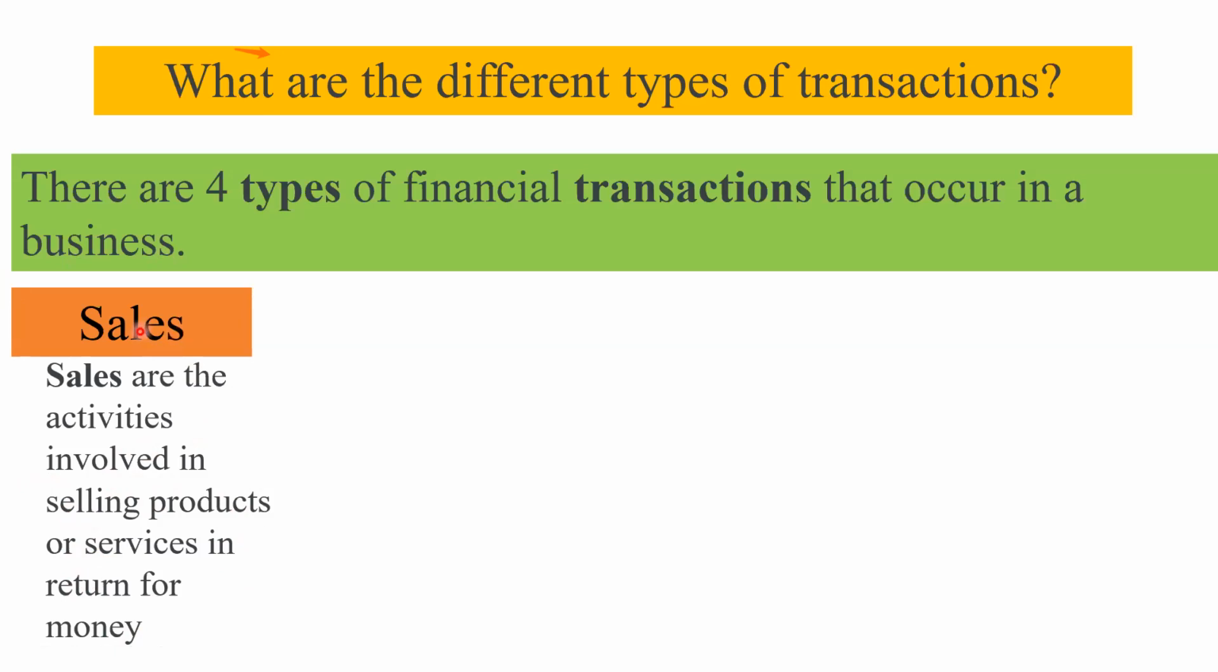That means how many cycles I have sold today to the customer. One cycle, two cycles, 10 cycles, 20 cycles. All the transactions, everything with time and date, are going to be recorded in the books of accounts. So the first type of transaction is, remember, sales. What is sales? Sales is an activity involved in selling the product, or it can be service also.